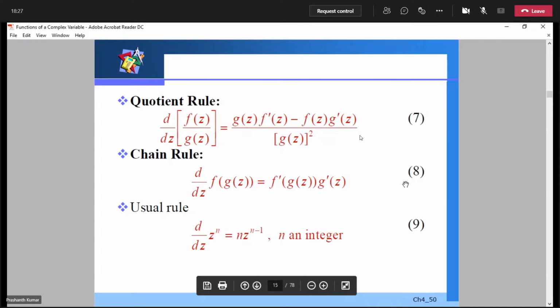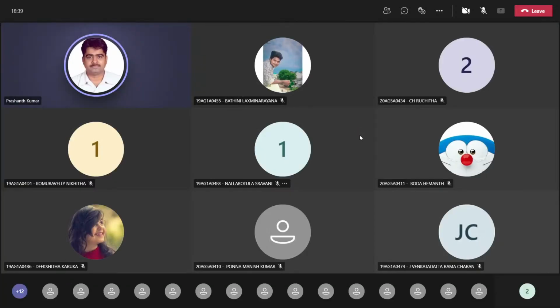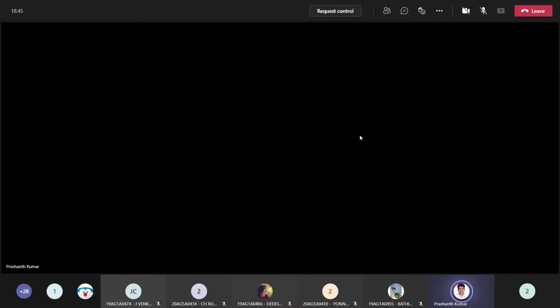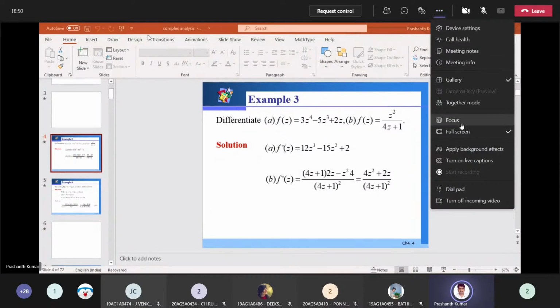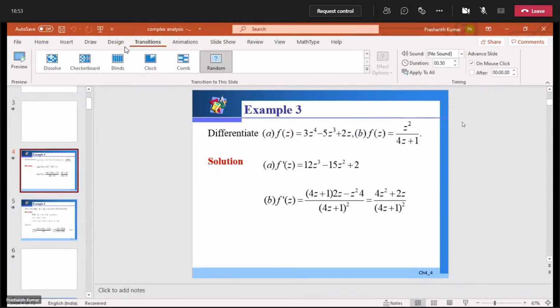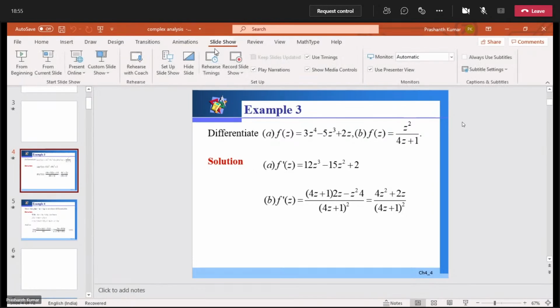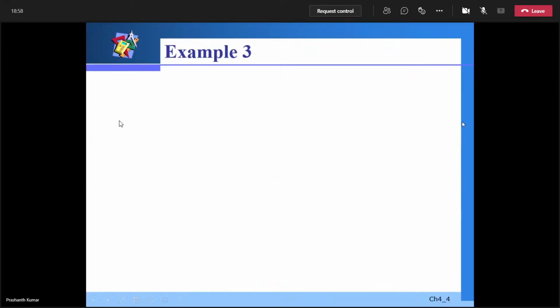These are the 9 rules you have. These rules are very important. So using these rules only, we solve the particular problems. For example, one problem we solve, then you will understand the concept.